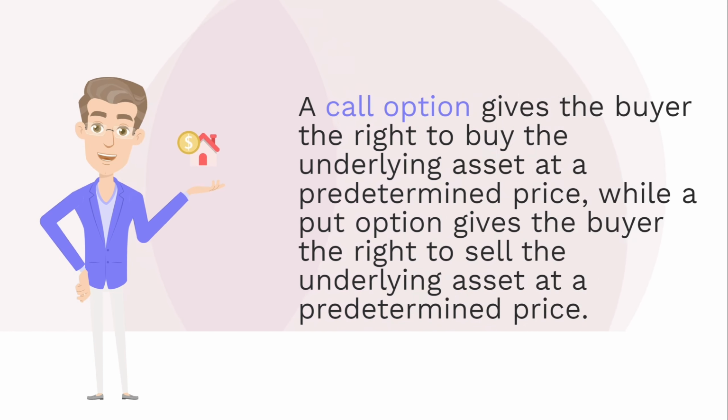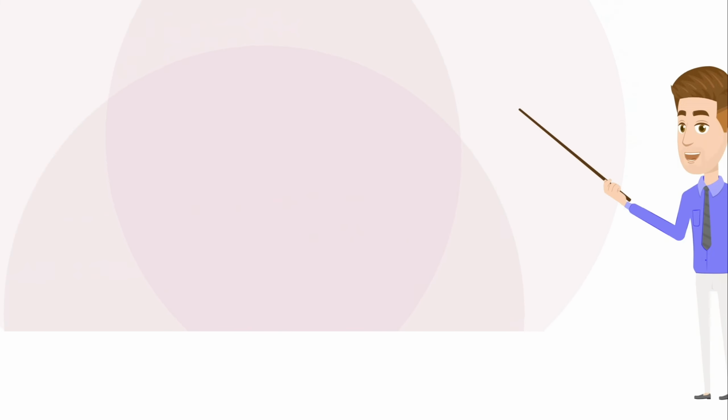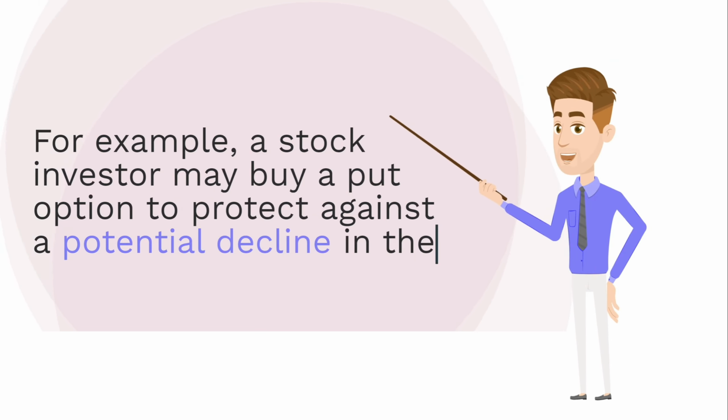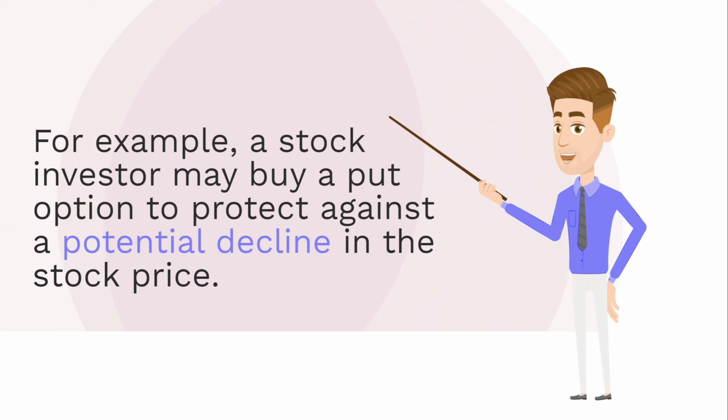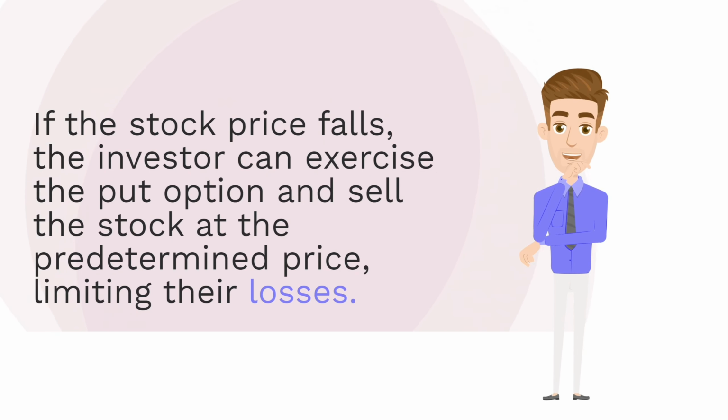How do options work? Options are typically used by traders and investors to manage risk and speculate on future price movements. For example, a stock investor may buy a put option to protect against a potential decline in the stock price. If the stock price falls, the investor can exercise the put option and sell the stock at the predetermined price, limiting their losses.